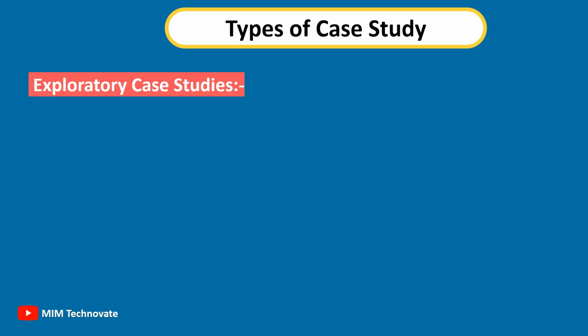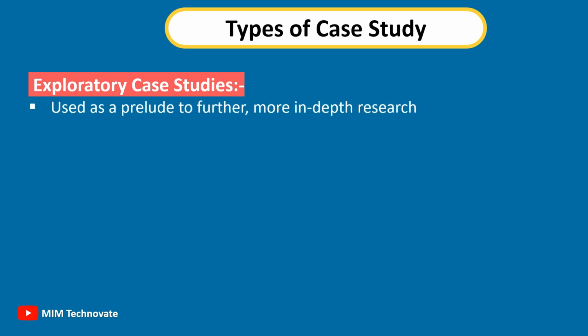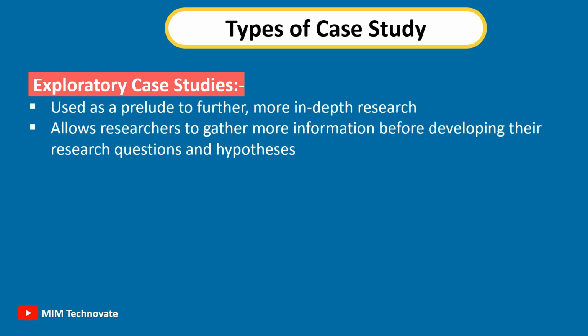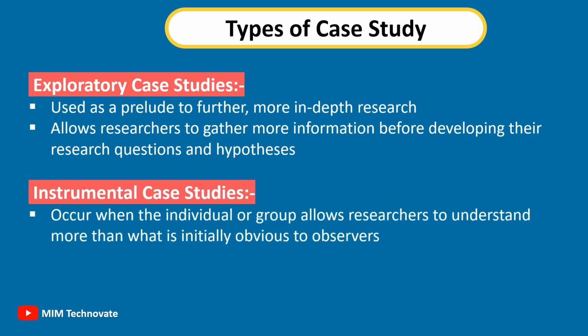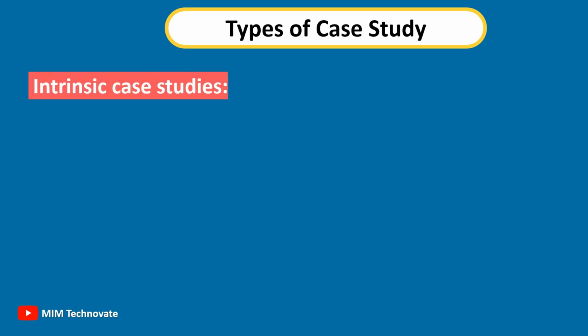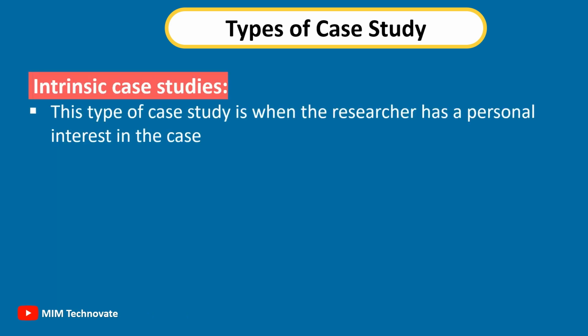Exploratory case studies. These are sometimes used as a more in-depth research. This allows researchers to gather more information before developing their research question and hypothesis. Instrumental case studies. These occur when the individual or group allows researchers to understand more than what is initially obvious to observers. Intrinsic case studies. This type of case study is when the researcher has a personal interest in the case.